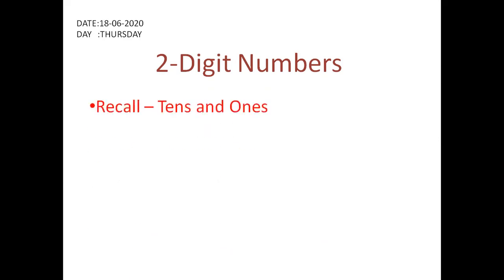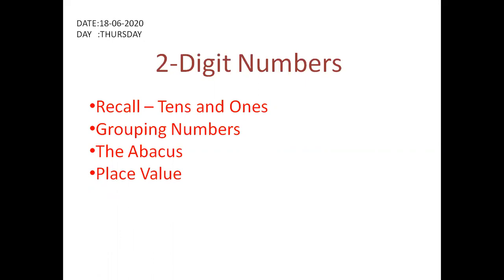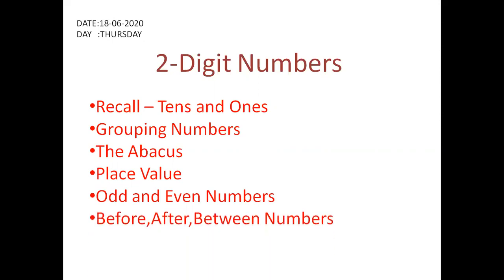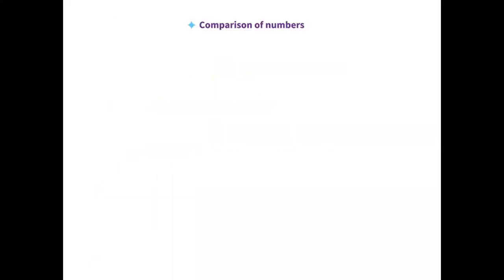We have recalled tens and ones, grouping numbers. The abacus, we have learned how to do the numbers in abacus to know the place values. Next, place value we have learned. Odd and even numbers we have learned. In today's class, before, after, between numbers also we have learned in two-digit numbers. In today's class, I will teach you how to compare the numbers.